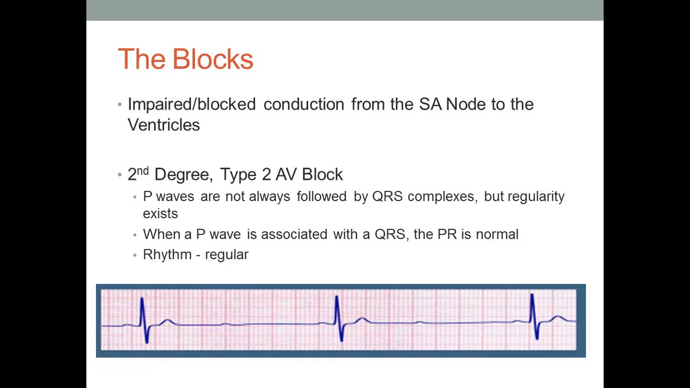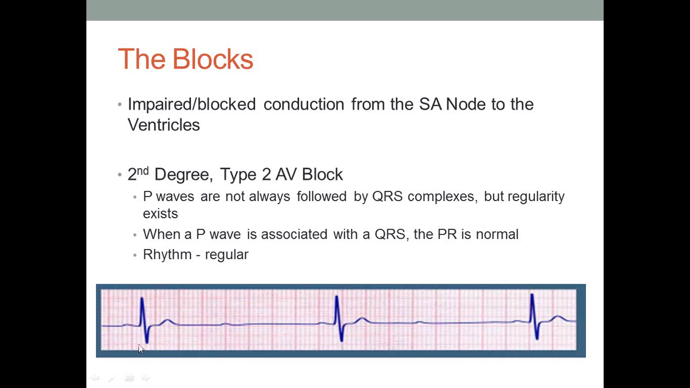Now there's a second degree type 2 AV block, and again this is associated with impaired or blocked conduction from the SA node to the ventricles. So here's where you have a P wave associated with a QRS complex. We're looking at the very first complex here. We have a P wave. It's kind of difficult to see on this strip, but it is there. So that's your P wave.